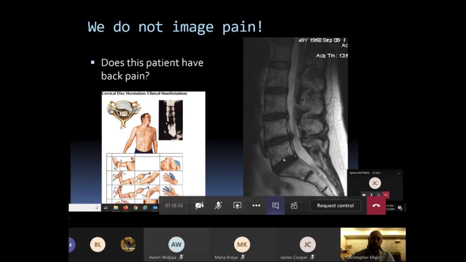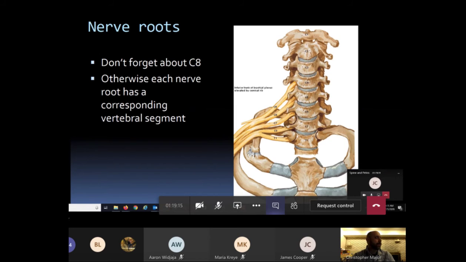So you can have a perfect looking image, X-ray, has no disc degeneration whatsoever, yet that patient has a lot of pain. Contrast that with somebody who has really bad degeneration. They'll have some good days and some bad days. And so again, try not to make assumptions based on pain. Always go back to the clinical presentation for your patient here.